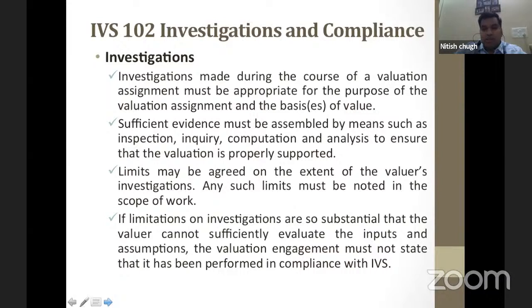So instead of leaving the assignment, you can say that the valuation has not been strictly done by the IVS standards.